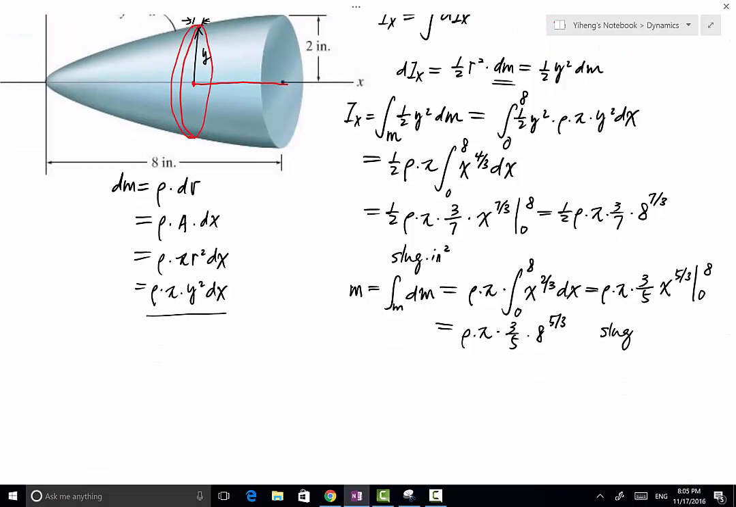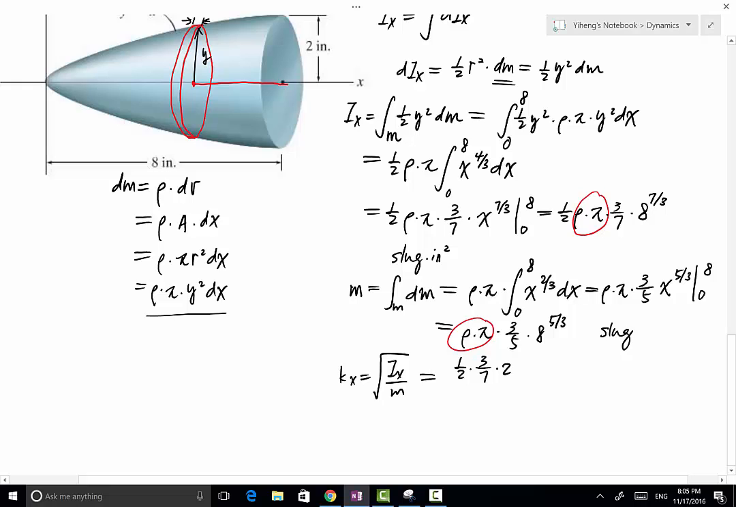Now our kx equals the square root of Ix over m. And if you compare these two expressions, you realize that many constants can be canceled out. What's left is 1/2 times 3/7 times 8 raised to the 7/3 power, which is the same as 2 raised to the 7th power, because the cube root of 8 is 2.